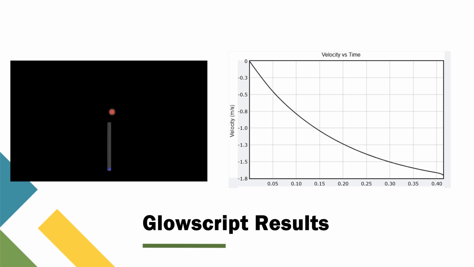In the actual results of the simulation, it showed this magnet traveling down, and it created this velocity-time graph. You can see the downward slope, and it ends at around 0.423 seconds. So that's the computational model.